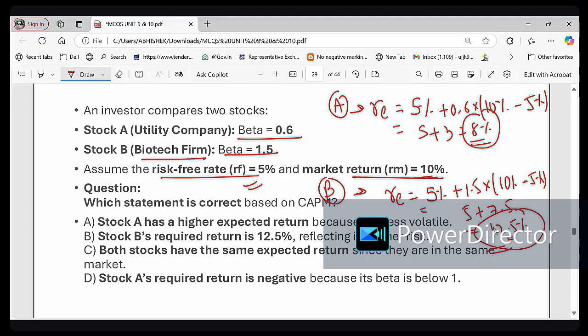So now tell me which option is correct? Is it A, B, C, or D? Yes, correct. It is B, because stock B required return is 12.5%, reflecting its higher risk, right?